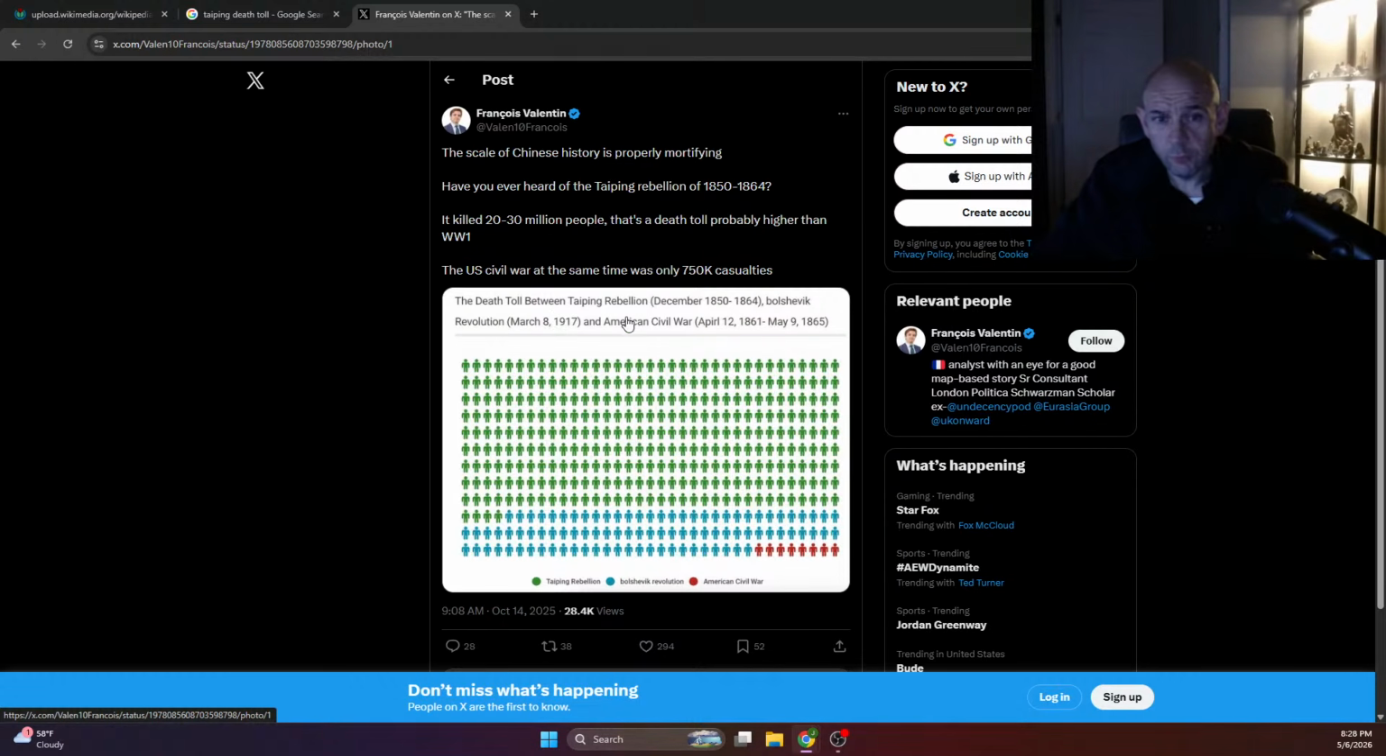So, the death toll between the Taiping Rebellion, 1850-1864, the Bolshevik Revolution, and the American Civil War. The Taiping Rebellion is green. The Bolsheviks, the Russian Communist Revolution that brought them into power, is blue. And then the American Civil War, a 3-year bloody conflict. Compare all that to the green. The green is the Taiping.